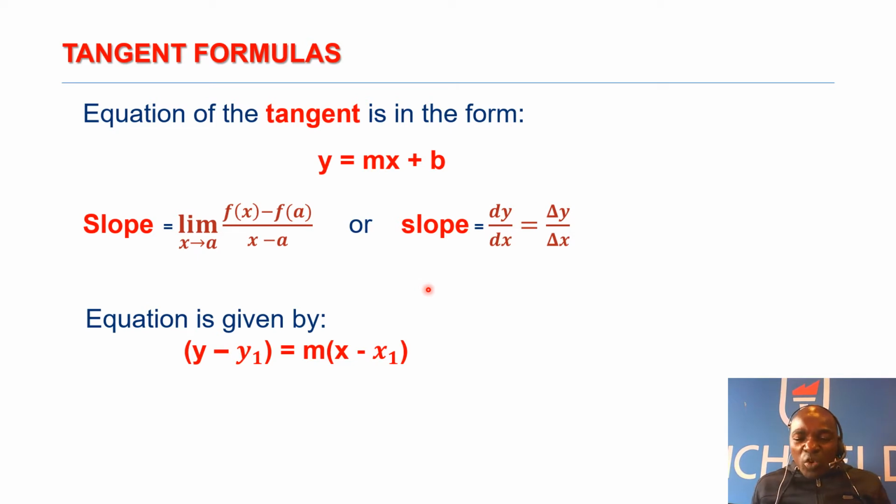So to calculate the equation of a tangent line, since it's in the form of a linear equation, you simply also use a formula that says y minus y1 is equal to m, which is the slope, times x minus x1, in order to calculate the equation of your tangent line.